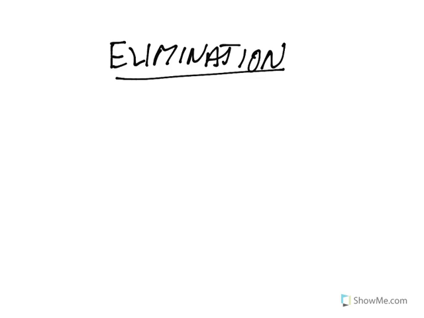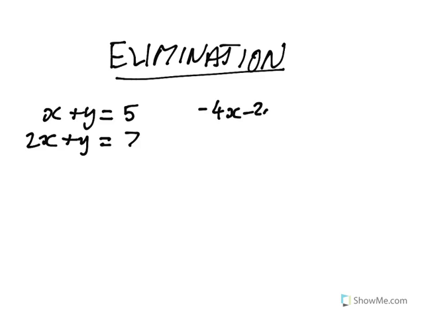Okay, so today what we're doing is the third type of way of solving simultaneous equations, and that's elimination. Now, elimination is really good when you have equations that look like this. So x plus y equals 5 and 2x plus y equals 7. Those two, and minus 4x minus 2y equals negative 8, 4x plus 3y equals 10.